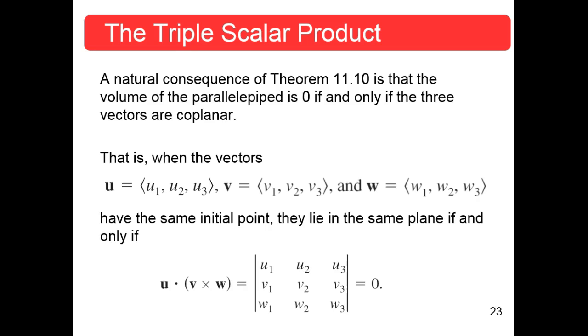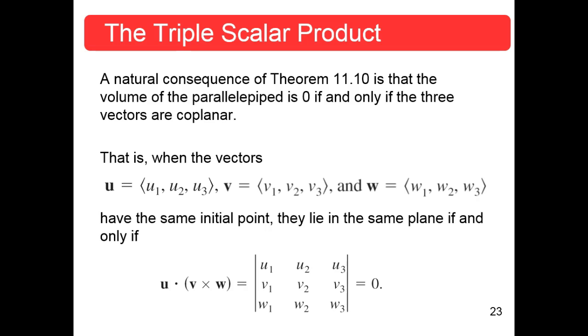Okay. A natural consequence of theorem 11.10 is that the volume of a parallelepiped is 0 if and only if the 3 vectors are coplanar. In other words, the 3 vectors are in the same plane. Then you don't have a volume at all, because they're all in the same plane. That is when the vectors U, which is U1, U2, U3, V, which is V1, V2, V3, and W, which is W1, W2, and W3, only if that determinant is 0. Okay? Now, what's the consequence of that?